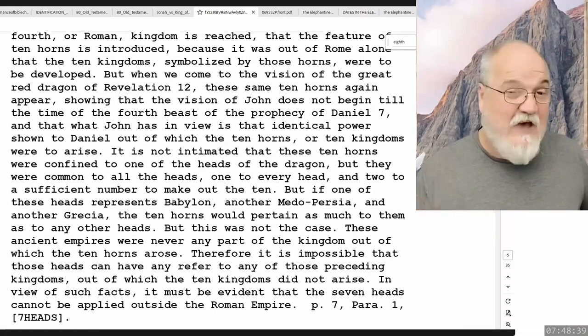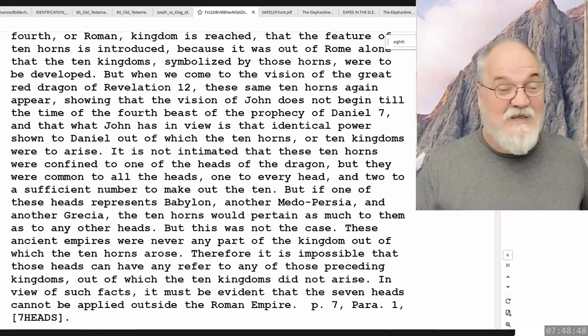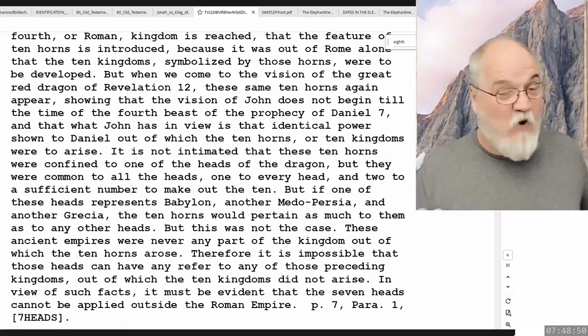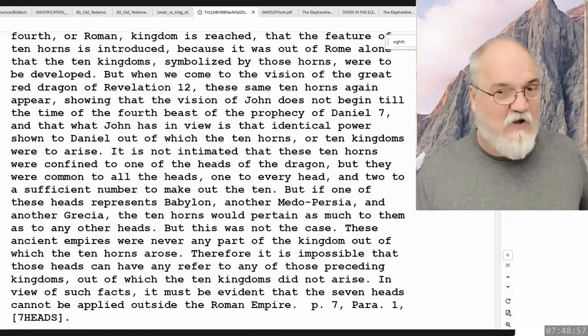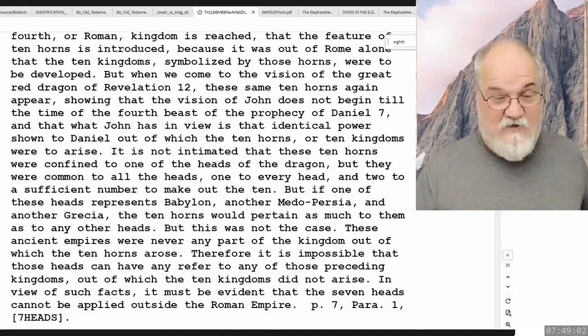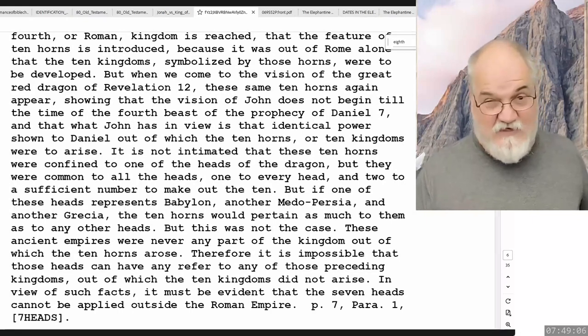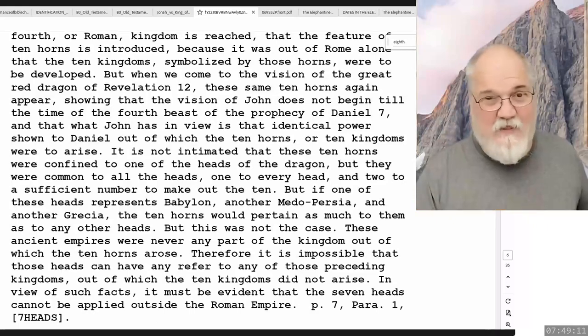Does the beast have the body of a leopard in Revelation 13? Yeah, it has. Okay. Does that mean that Rome is Greece? It's not. It has the feet of a bear. It has the mouth of a lion. So if it has the heads of those kingdoms, that's consistent with it having a body makeup of those kingdoms, right? So you can see how poor this argument is.